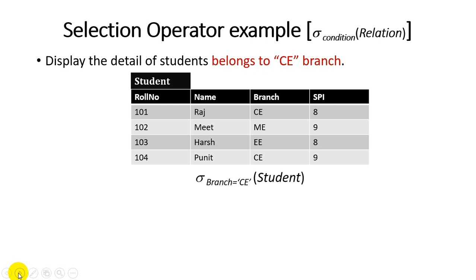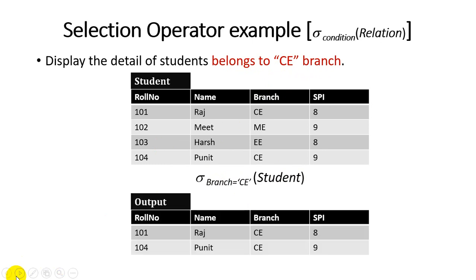In the 4 rows, we display only those records who belong to the CE branch. So with the help of the selection operation, we use the sigma operator. As a condition, we require only the CE branch, so we provide branch equal to CE. With the help of the equal to operator, we retrieve only those records which belong to the CE branch, and student is the relation. As per the output, roll numbers 101 and 104 belong to the CE branch, so we display only those records.